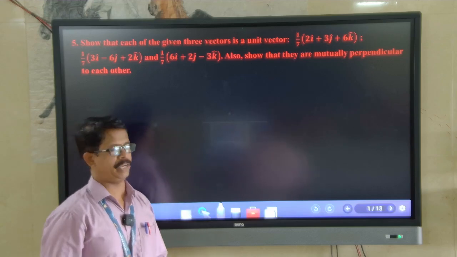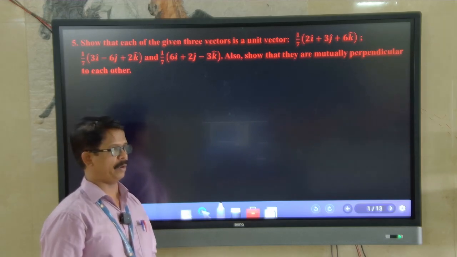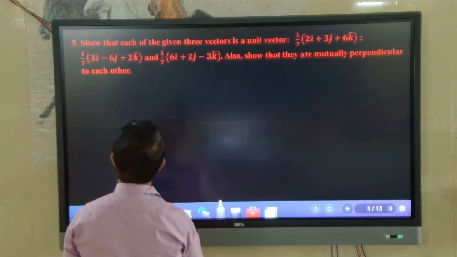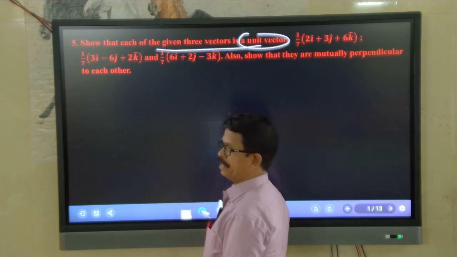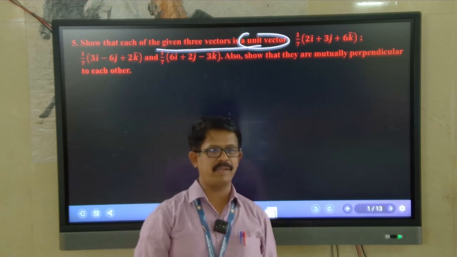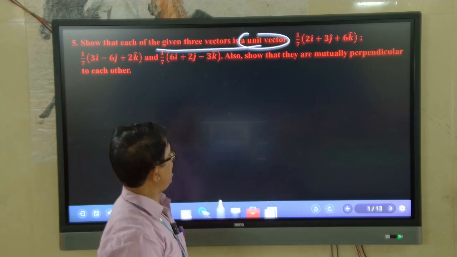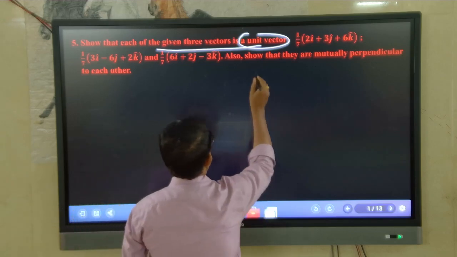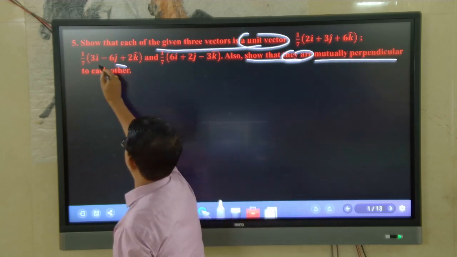Yes, listen, next question from exercise 10.3, the scalar product or dot product. Question number 5: show that each of the given three vectors is a unit vector. What is the meaning of unit vector? The magnitude of the given vector should be 1. So we need to check the magnitude of each given vector. Also show that they are mutually perpendicular to each other.